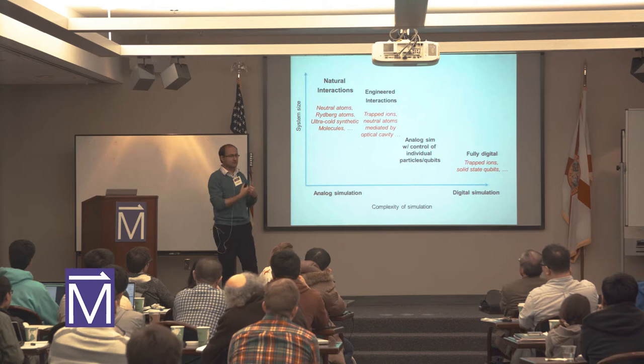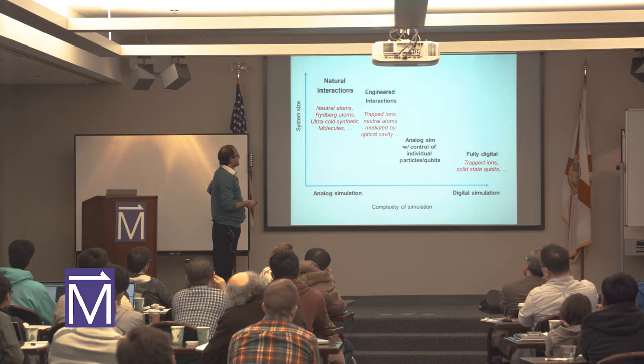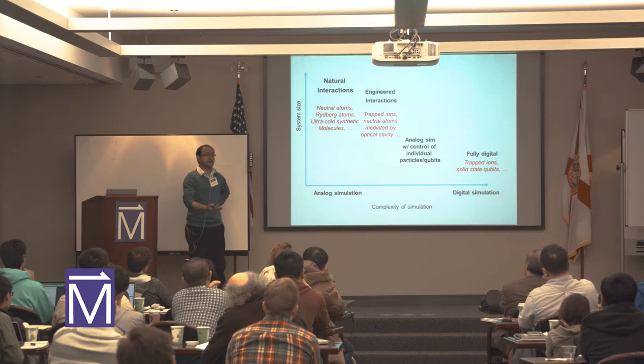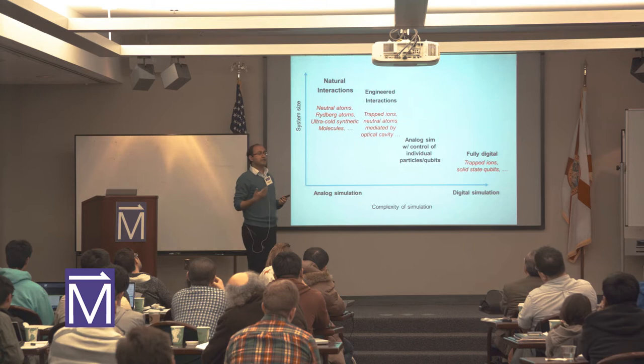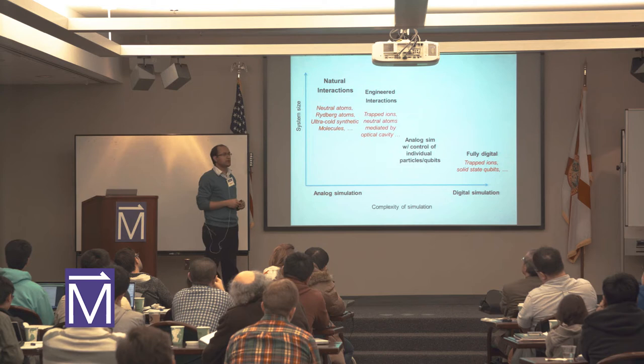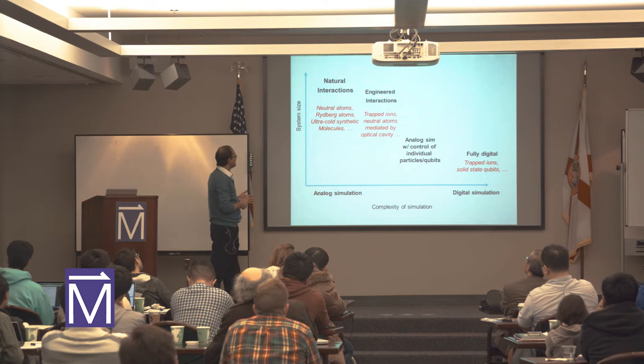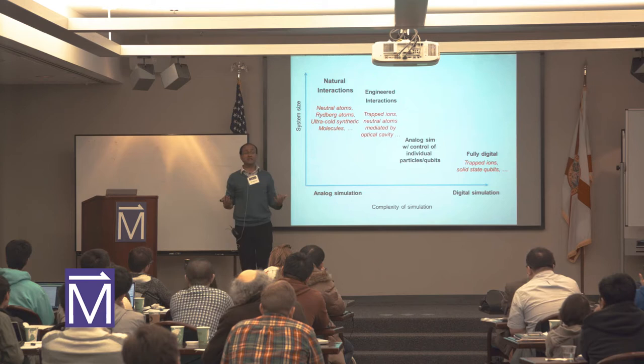And then a little more complex is when I want an analog simulator, but I want a lot of control at the level of individual particles. So let's say I want to simulate a bosonic model of atoms, but then I also want to control the phase of individual atoms, atom number 1 and 5 and 7. Experimentally, that's much more challenging. And finally, if I want to do a fully universal digital quantum simulation, then it's even more challenging. And the y-axis is system size. So essentially, the more demanding the quantum controls are, the smaller the system size we can control. Okay, not a surprise, right?